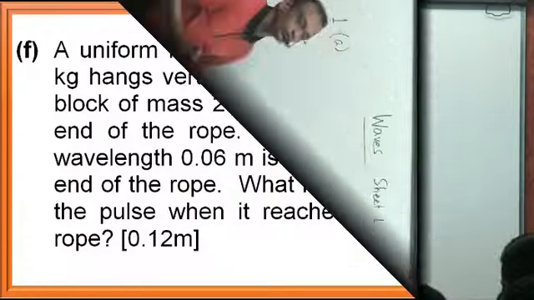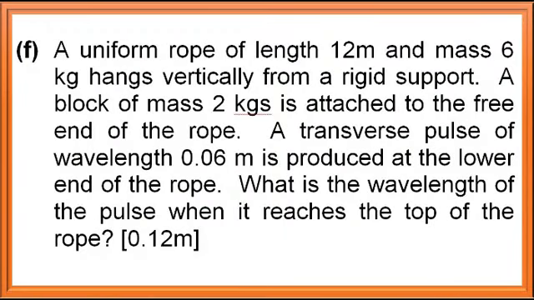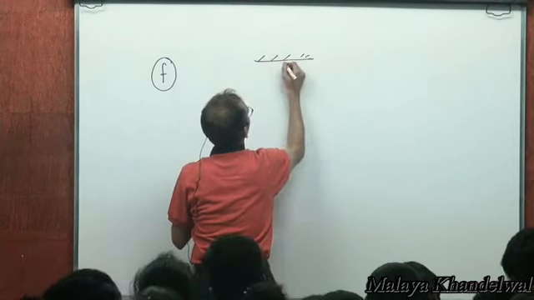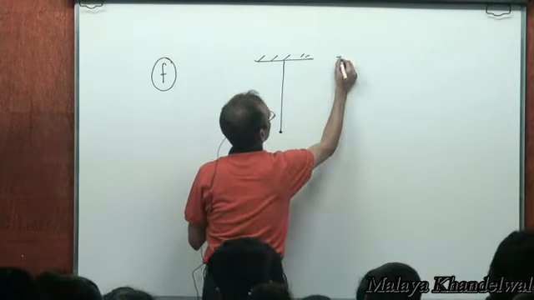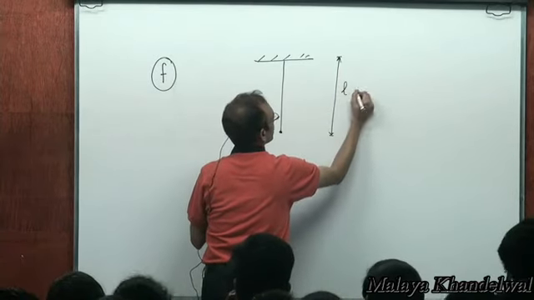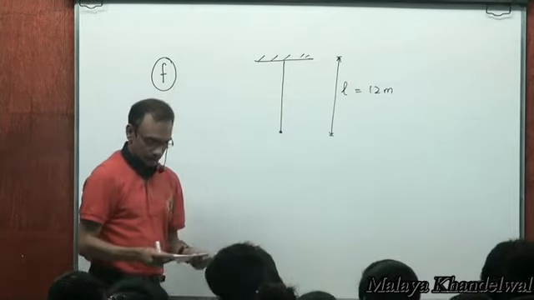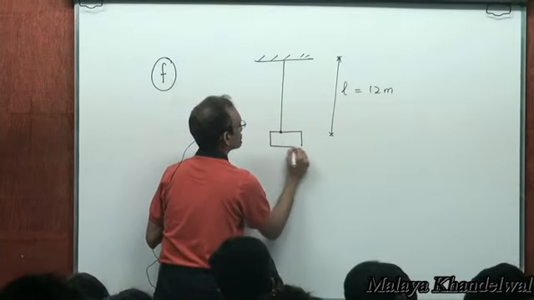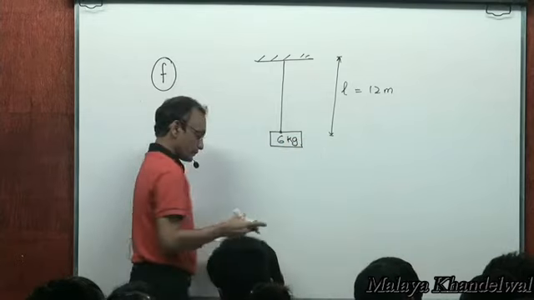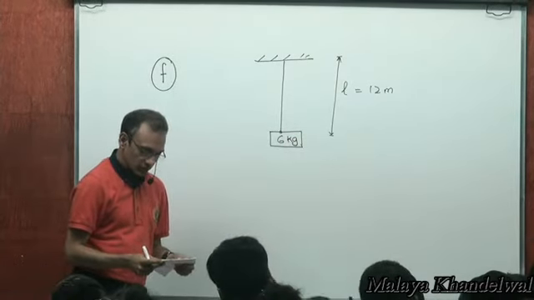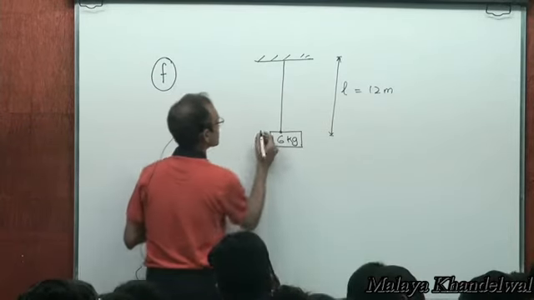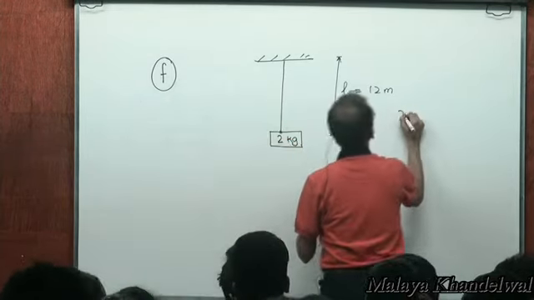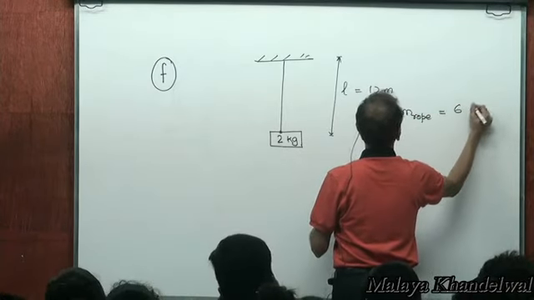Let's look at F. A uniform rope of length 12 meters and a mass 6 kg hanging from the rigid support, and a mass of 2 kg at the free end of the rope, and a transverse wave pulse. Mass of the rope is 6 kgs, right?